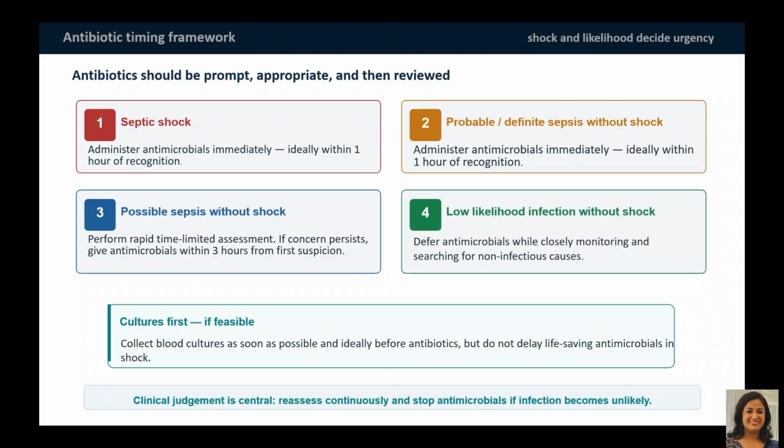Antibiotics should be prompt, appropriate, and then we have to review them also. Okay, so when you consider the time frame, there are 4 things that the guideline is elaborating.